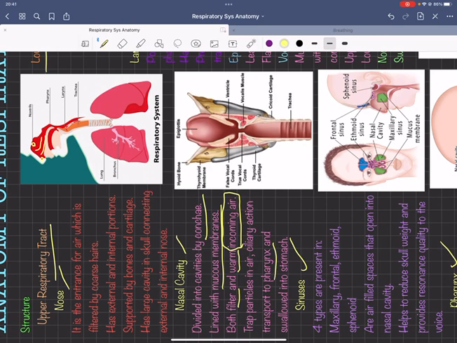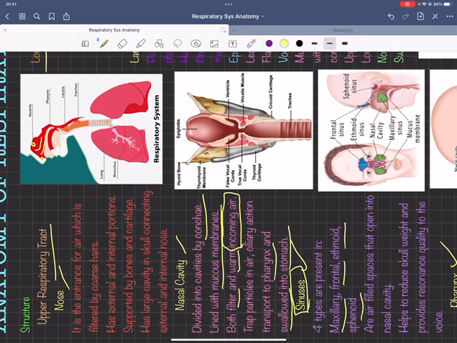Whereas sometimes when we inhale through the mouth, the air particles can get swallowed into the stomach along with the air. Similarly, the next structure is the sinuses. There are four types of sinuses present in the human body. These are maxillary, frontal, ethmoid, and sphenoid.